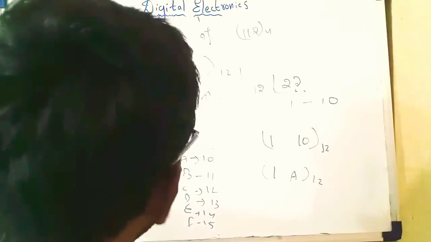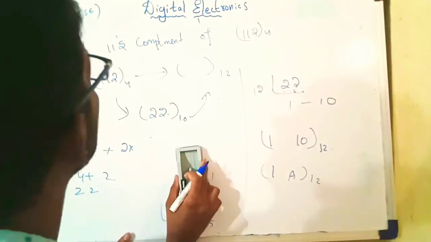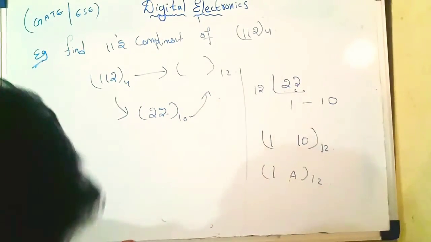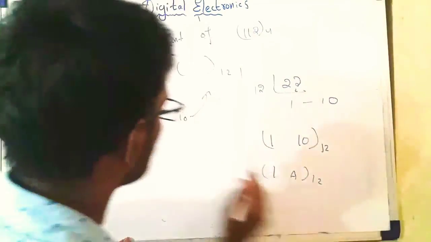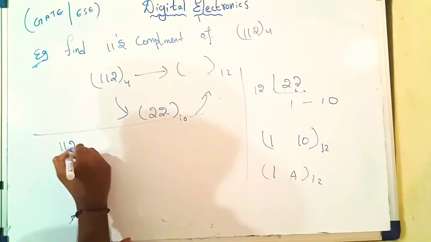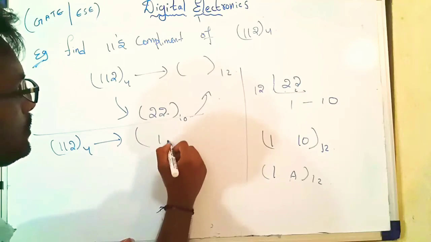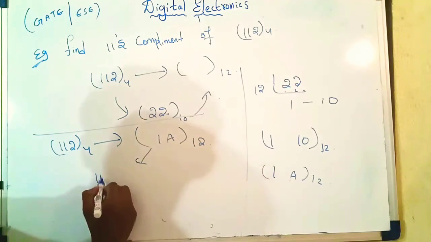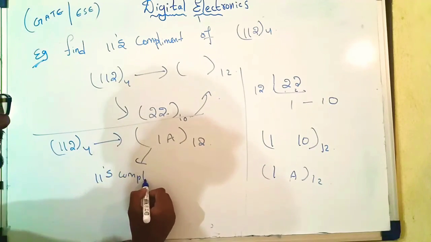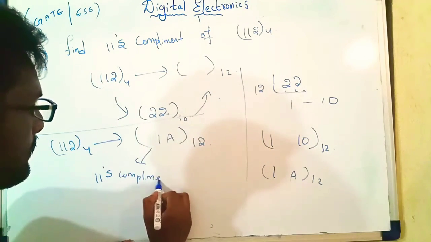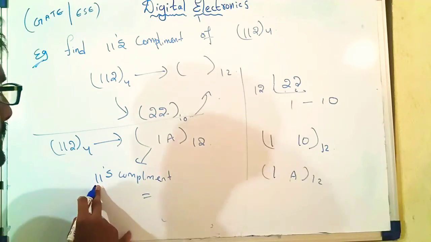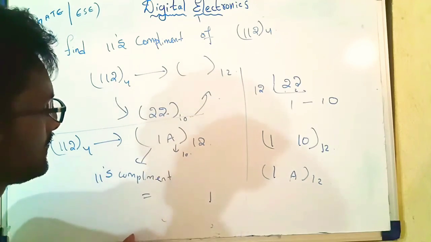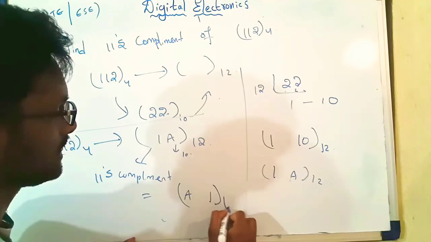Now we need to find the 11's complement of 1A base 12. This is 1A base 12, which is equivalent to 112 base 4. So for this the 11's complement is: subtract. Here the A value is 10. 11 minus 10 is 1. 11 minus 1 is 10. 10 is nothing but A. This is A1 in base 12.